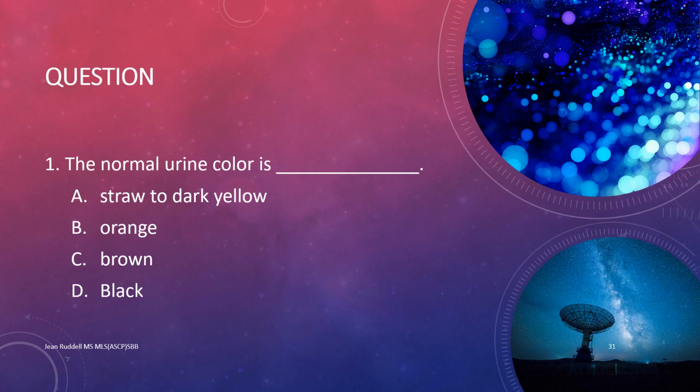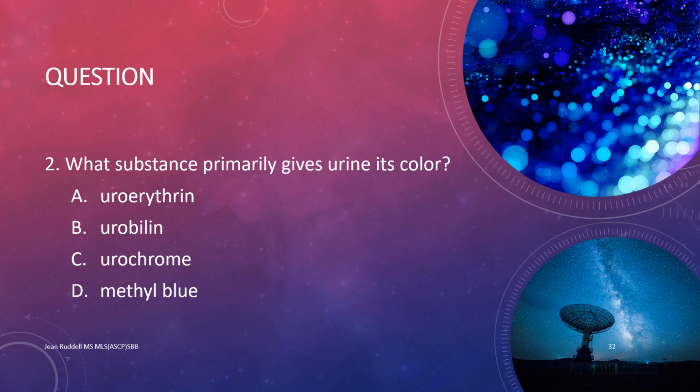Questions. Question 1. The normal urine color is A, straw to dark yellow, B, orange, C, brown, D, black. The answer is A, straw to dark yellow. Question 2. What substance primarily gives urine its color? A, uroerythrin, B, urobilin, C, urochrome, D, methyl blue. The answer is C, urochrome.